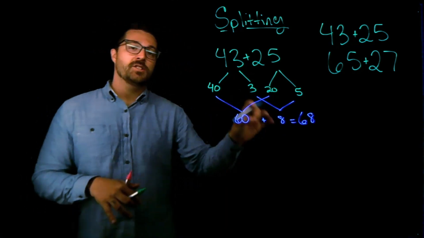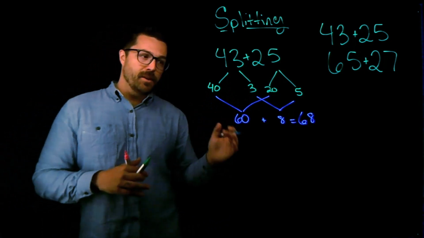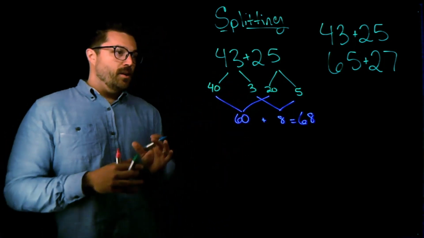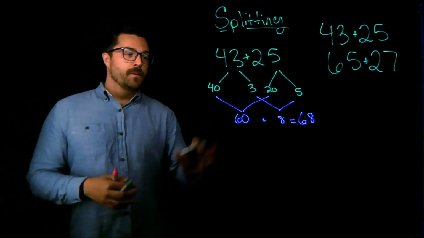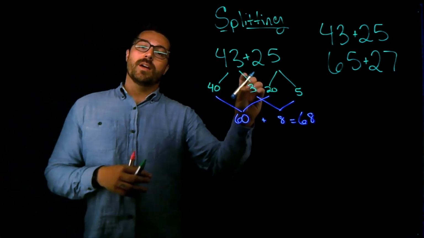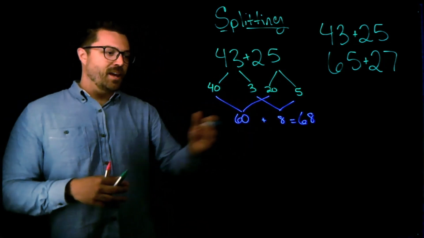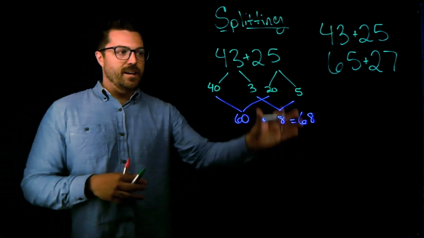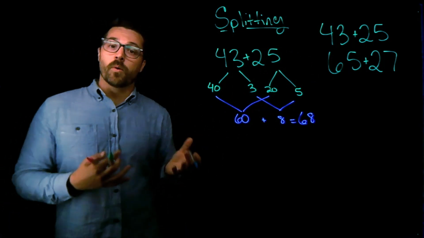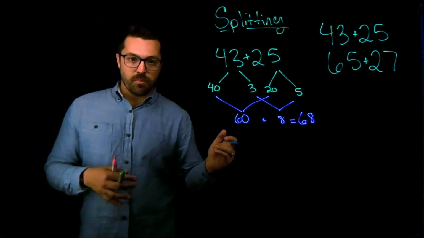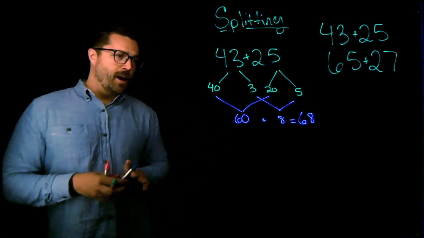I intentionally chose these 2 examples to show 2 different things that might happen. In this first example, if we were working with a traditional algorithm, we might call it regrouping, there was no regrouping necessary here. When we combined our ones, it was less than 10, and so then we just added 60 and 8 together and got 68. In this second example, in the ones, 5 and 7 are more than 10. And so when we get to that point in this strategy and the way we're going to model it, we have a couple options there.